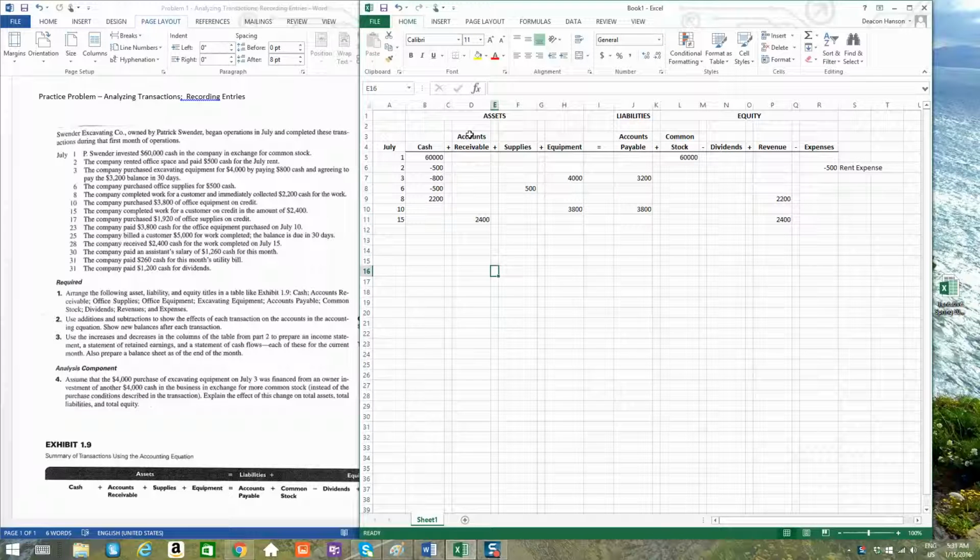So this accounts receivable account is an asset. It's a claim to a payment. So it's something that the company owns. It owns that claim to a payment.